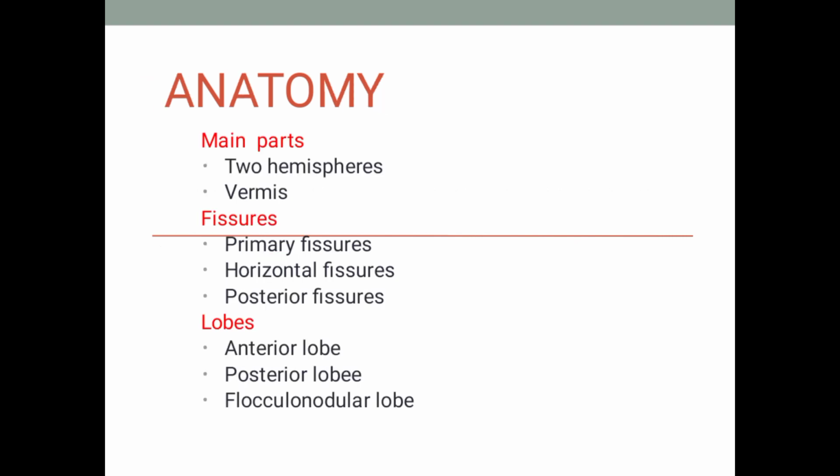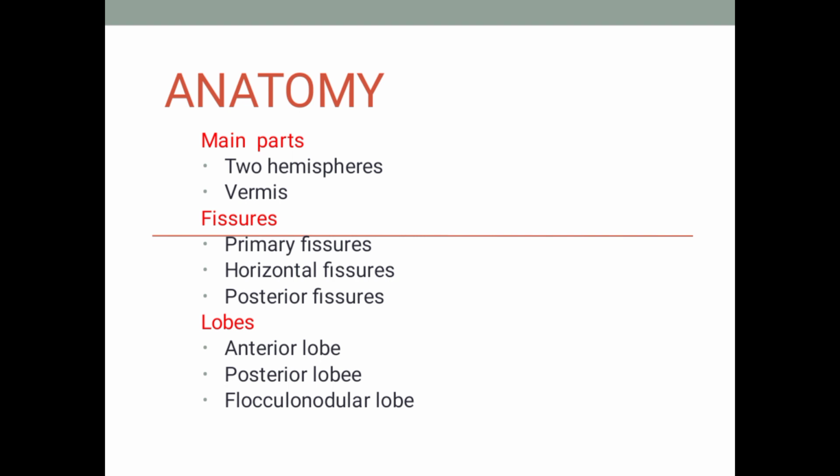Now, if you look at the anatomy of the cerebellum, it consists of two main parts. What are the main parts? You see two hemispheres, and the middle part is called the vermis. Vermis means worm-like, so it is called vermis.